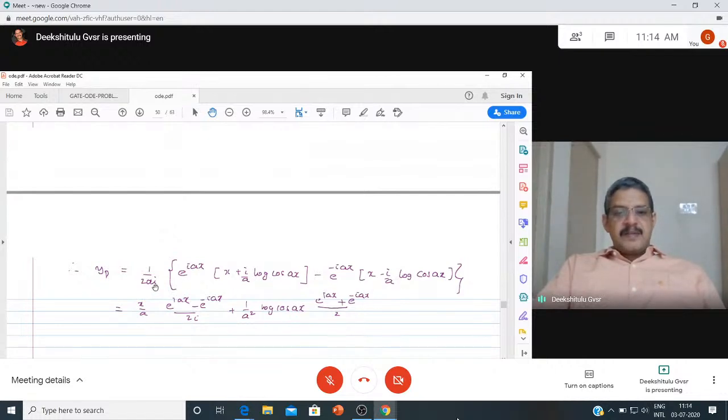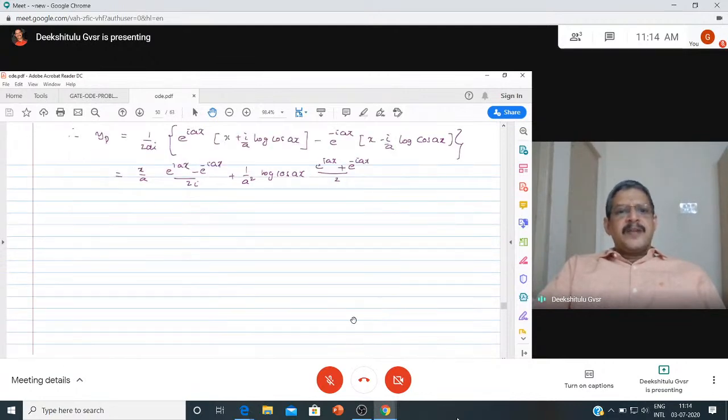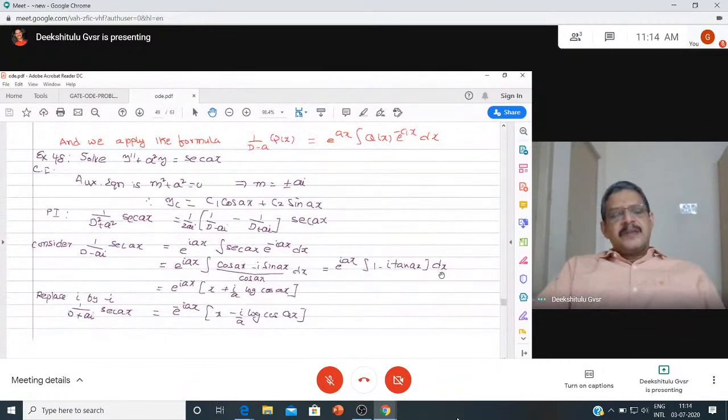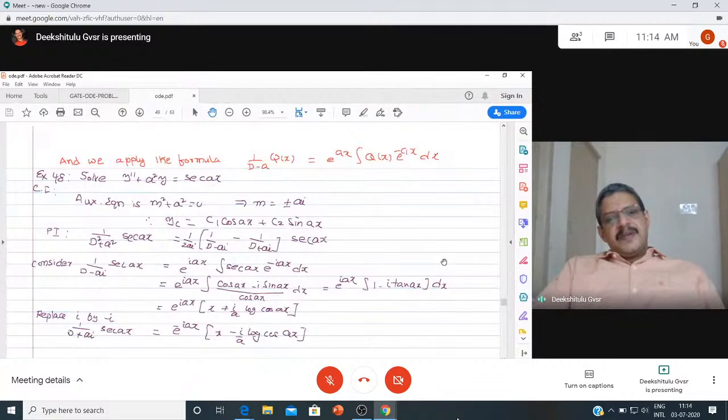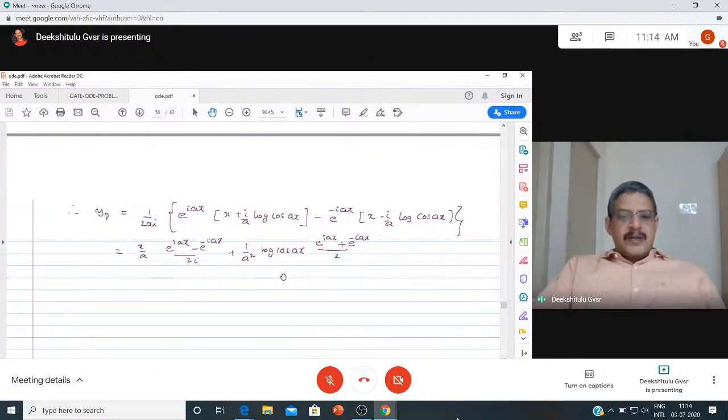i cancels here, ia cancels, ii cancels. So 1 by a square we have taken out, 1 by 2 we have taken inside. So this again you can express as sine functions, cosine functions. That's how we get the particular integral. But in one way it is simple, in one way it is useful, in one way it is complicated. When the question is asked as a multiple choice question, yes, I do accept this is somewhat too large for a 1 mark or 2 mark question.